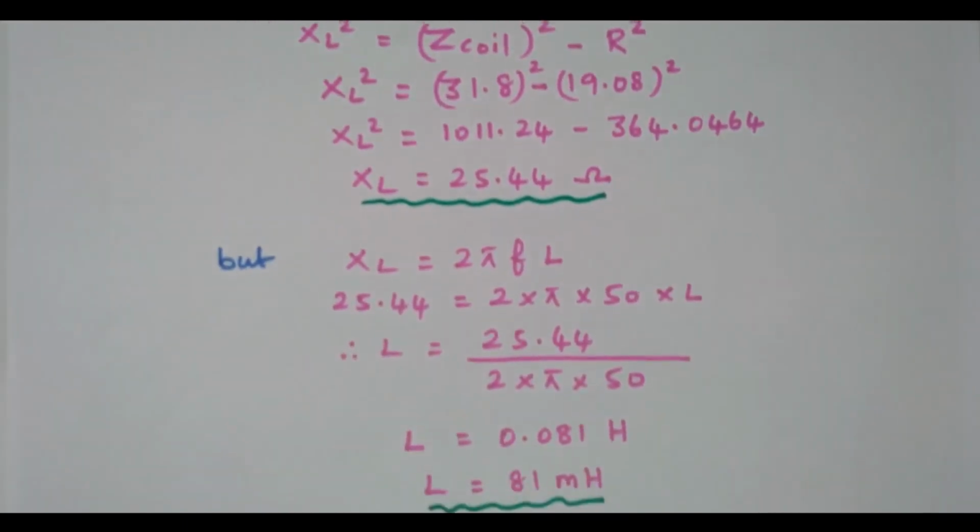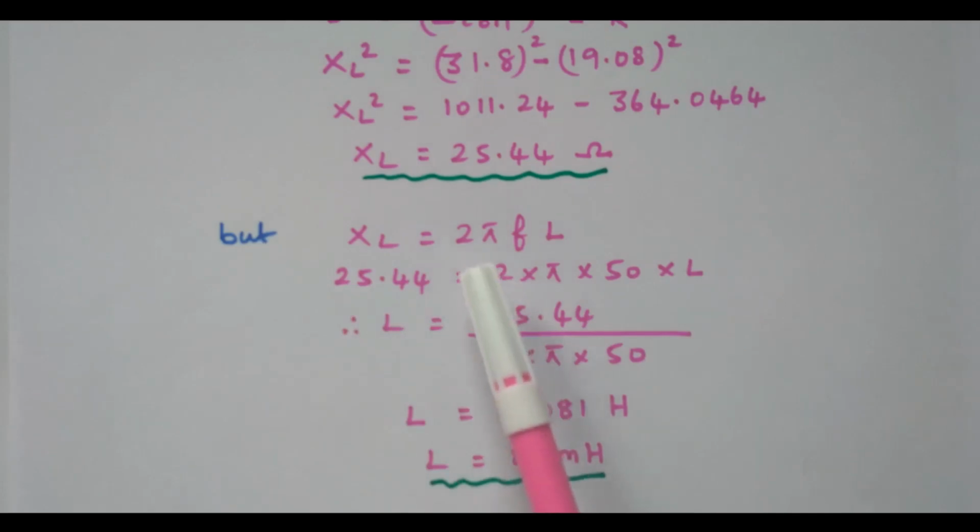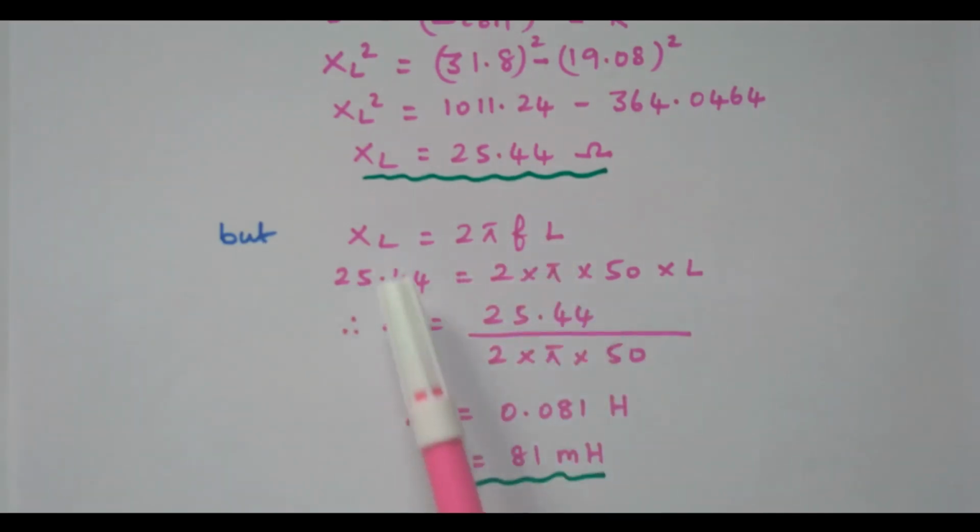This inductive reactance is also written in another form, XL equal to 2 pi F into L. So the inductive reactance we calculated 25.44, that is equal to 2 into pi into the frequency is 50 into L. This L is what we needed. So bring this term to the denominator. So L equal to 25.44 divided by 2 into pi into 50. So by simplifying this, we got 0.081 Henry. So that can be written as 81 millihenry. Milli means 10 to the power minus 3. So now we calculated the inductance value also.